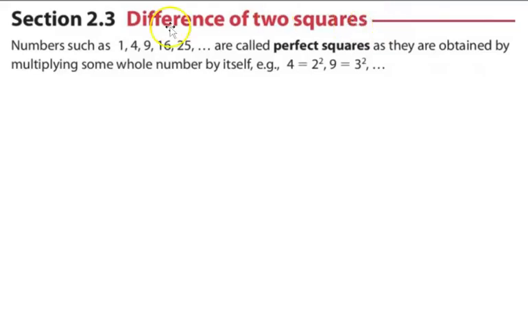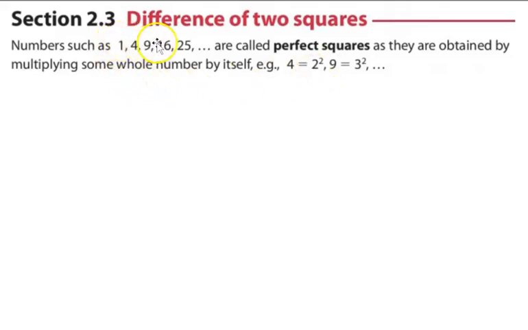Difference of two squares. Numbers such as 1, 4, 9, 16, 25 are called perfect squares, as they are obtained by multiplying some whole number by itself. For example, 4 is equal to 2 squared, so 4 is known as a perfect square. 9 is equal to 3 squared, so 9 is known as a perfect square.